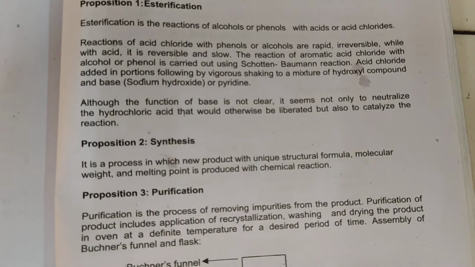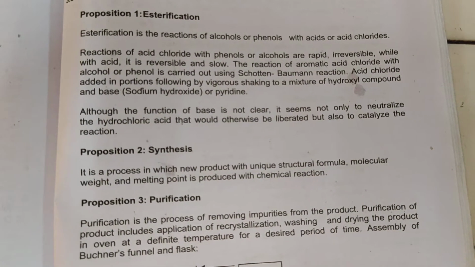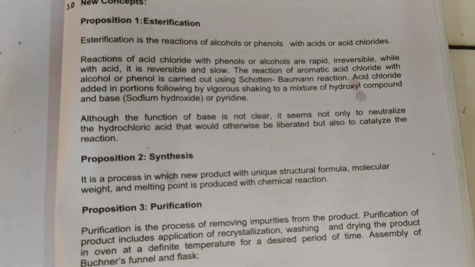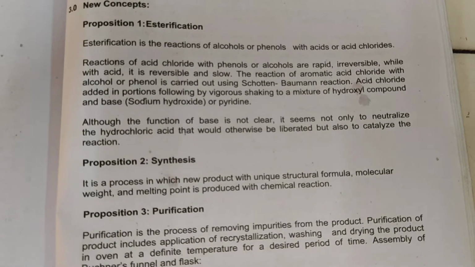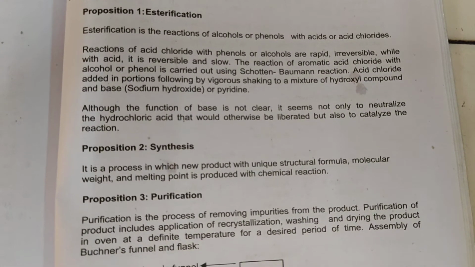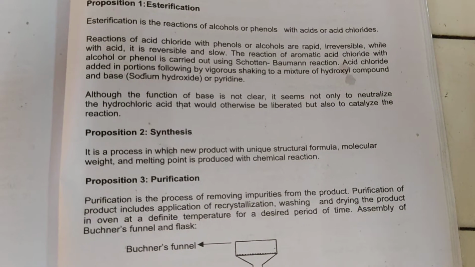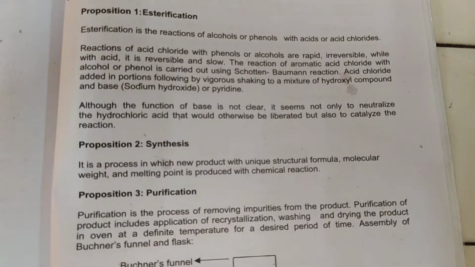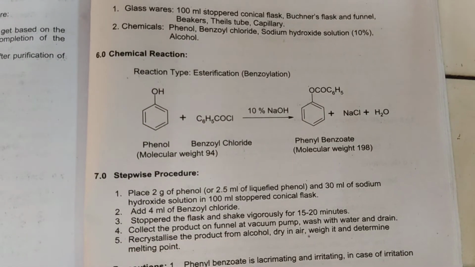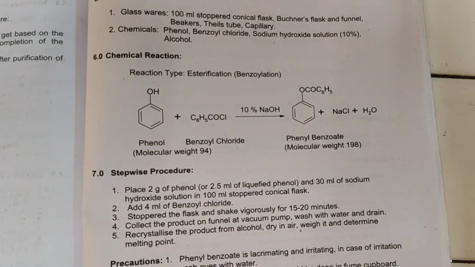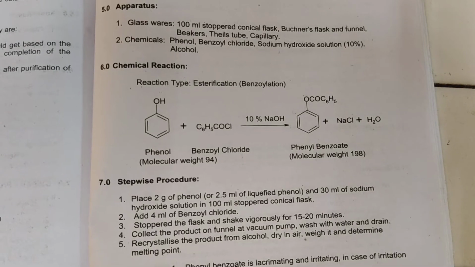it is irreversible. The reaction of aromatic acid chloride with alcohol or phenol is carried out by using the Schotten-Baumann reaction. The acid chloride is added in portions, followed by vigorous shaking, to a mixture of the hydroxyl compound and base. That is, you can use either sodium hydroxide or pyridine. So this is the reaction involved in the synthesis. You can see that we have taken phenol, to which we have added benzoyl chloride, then 10% NaOH, giving phenyl benzoate.